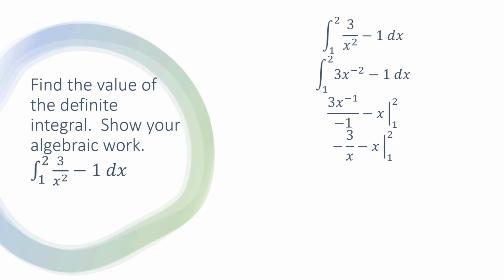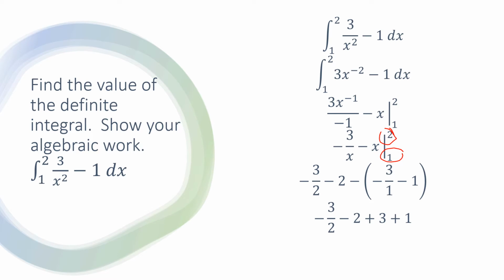When I clean it up, I'm going to have -3 over x minus x from 1 to 2. Now remember, when you plug in your bounds, you plug in the top bound and then plug in the bottom bound. So I'm going to plug in the 2 first to get -3 over 2 minus 2. And then I'm going to subtract that from plugging in this bottom bound of 1. So minus (-3 over 1 minus 1). Again, after I plug in my bounds, it's just a matter of doing some algebra. So I have -3 over 2 minus 2, plus 3 plus 1 if I distribute my negative in, and then adding all that up, I get 1/2.